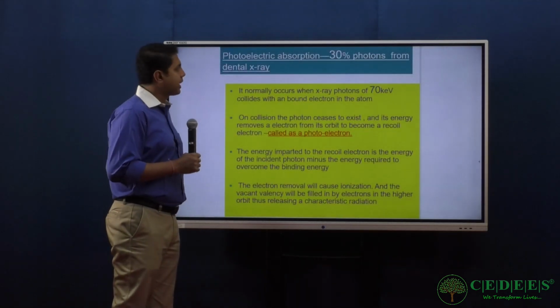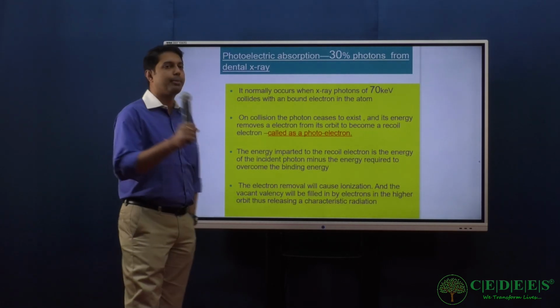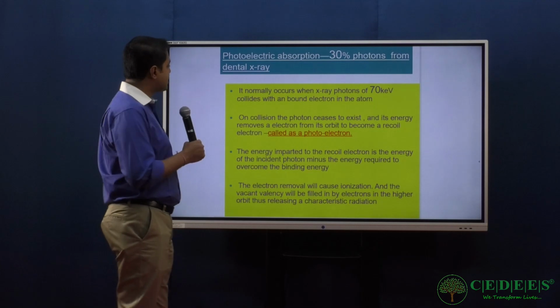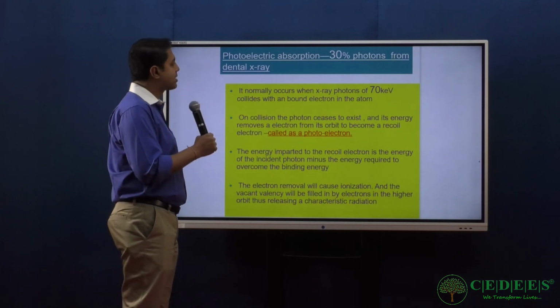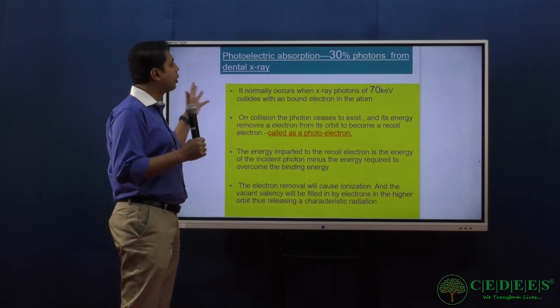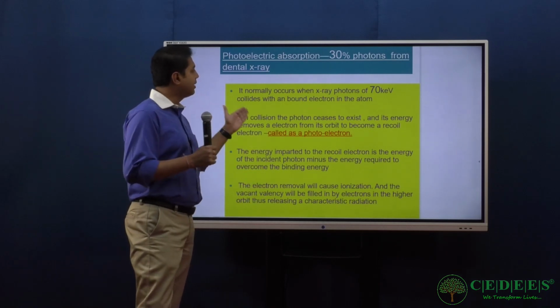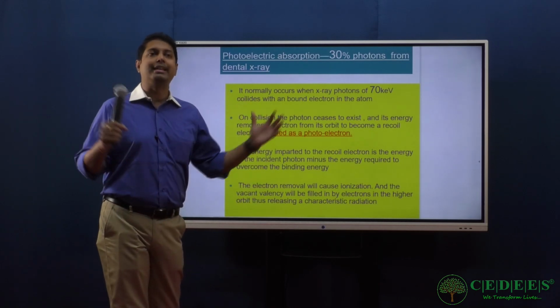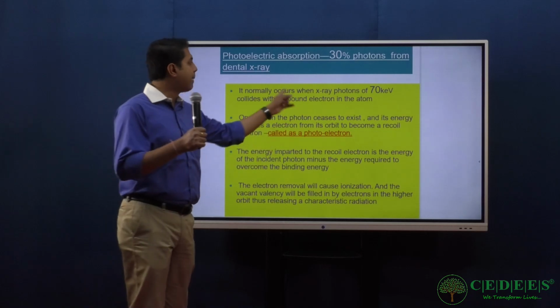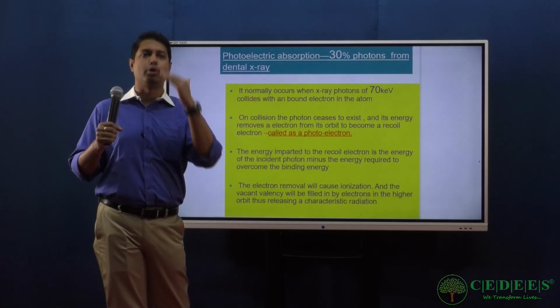Next is your photoelectric absorption, which takes place in 30% of photons from the dental X-ray. So what does it say? It normally occurs when X-ray photons of around 70 kilo electron volt collide with a bound electron in the atom. Here the X-ray photons which are coming bang onto your bound electron. There was no collision as such happening; it was passing very close to it.